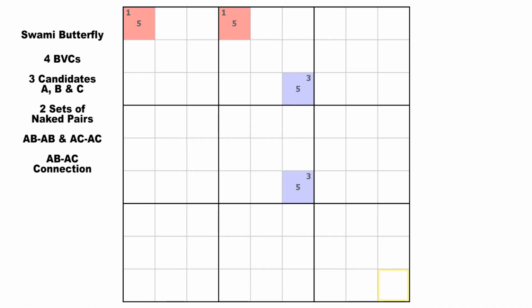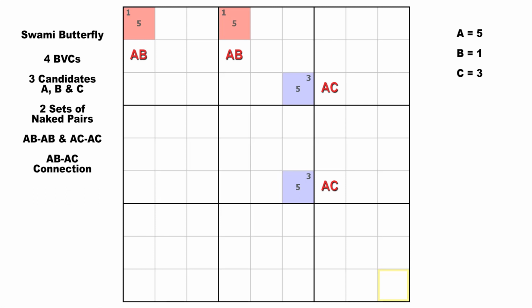Now here again we have 4 bivalue cells containing 3 candidates, A, B, and C, arranged in 2 sets of naked pairs, AB, AB, and AC, AC. And again, they all share a common candidate, which of course is our candidate A. So the 5 is candidate A, the 1 is candidate B, and the 3 is candidate C. And here in row 1 we have AB, AB, and in column 6 we have AC, AC, okay?